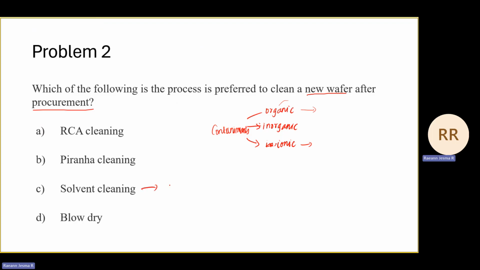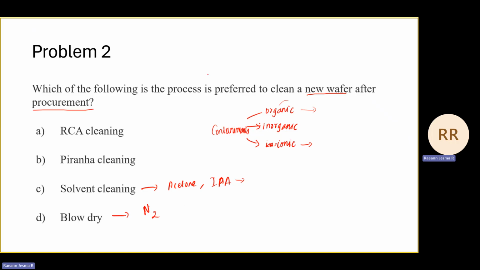So in solvent cleaning, we will do cleaning using solvents like acetone, IPA. Then we will rinse it with DI water. This can remove some organic contaminants, but not as well as piranha cleaning. In blow dry, we just use a nitrogen gun in order to blow any particles off the surface.